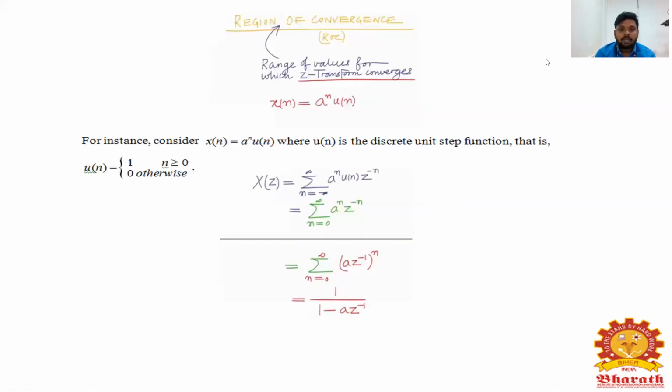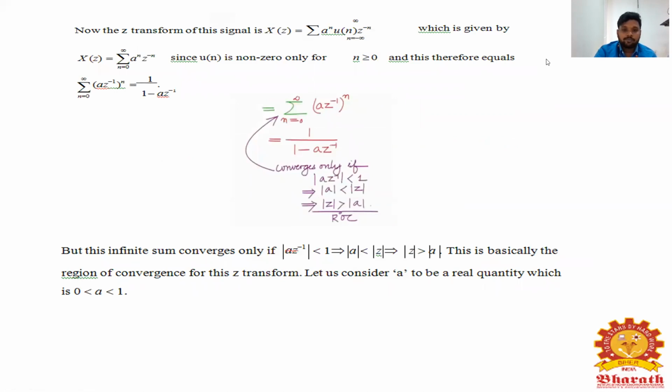So the region of convergence is the range of values for which the Z transform converges. Take x of n equal to a power n u of n. If I take the Z transform of a power n u of n, we get the answer 1 divided by 1 minus a z power minus 1, and it converges only if modulus of a z inverse is less than 1. That is, modulus of a is less than modulus of z, that is, modulus of z is greater than a.